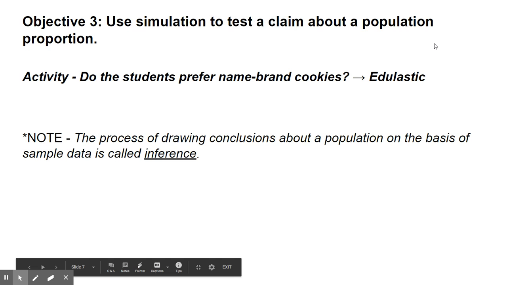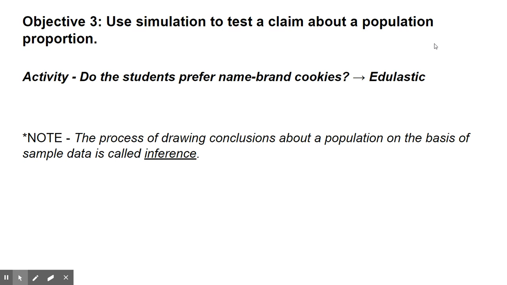Okay, last objective. So now we're really going to get into what simulation is and how to test a claim about a population proportion. We actually are going to spend a lot of time on this in chapters 6, 7, 8. There's an activity here I would like you to do about students preferring name brand cookies. So please pause this video, go to Edulastic, do this activity, and then come back.